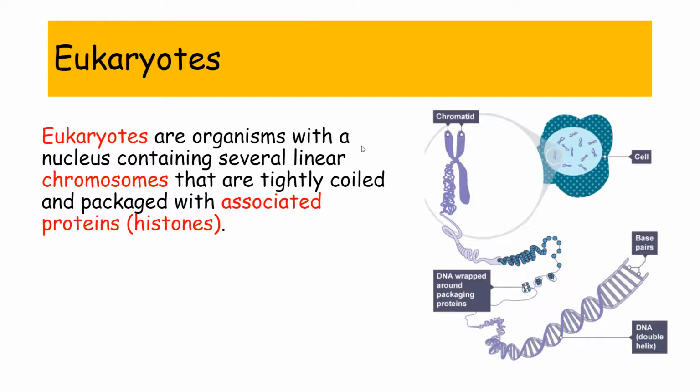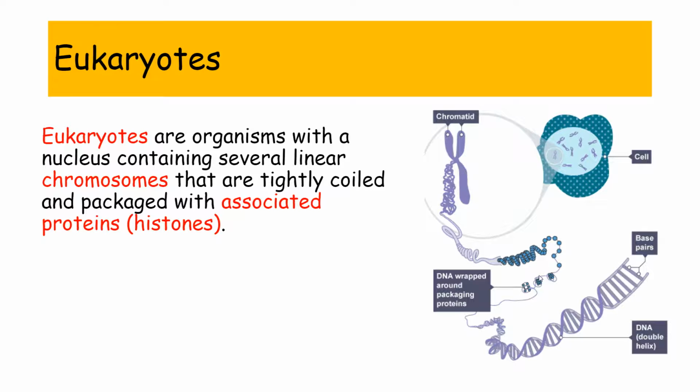And secondly, as it says, they're tightly coiled and packaged with associated proteins, in brackets, histones. So what are those? These little blue circles here, which in 3D would be like little balls, are the associated proteins, or they can also be called histones, okay? And basically the DNA wraps itself around these. By coiling around them, more DNA can fit into a smaller space, essentially.